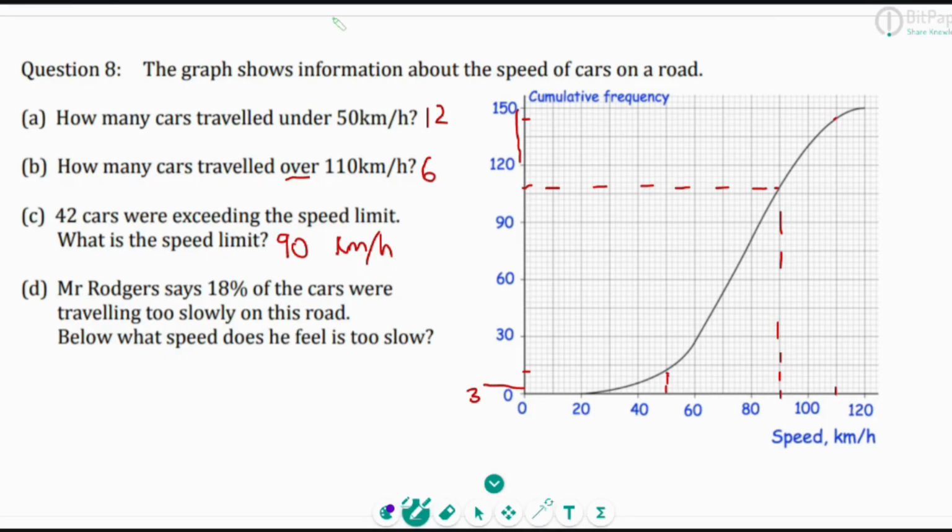I do really like these types of questions for part D. Mr. Rogers says 18% of the cars were travelling too slow. So we need 18% of the cars, 18% of 150, which is 0.18 times 150. 27 travelling too slowly on the road. Below what speed does he feel is too slow? So we need the slowest 27 cars, which would be up to here. So 60 kilometers per hour.